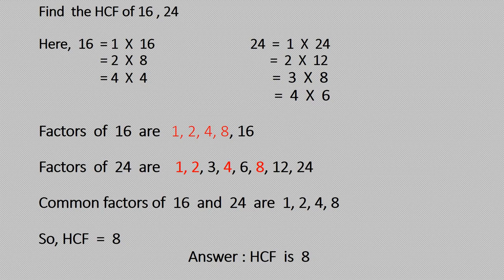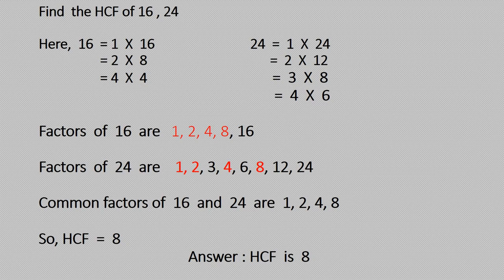Now 24. 1 multiplied by 24, both are factors of 24. 2 multiplied by 12, both are also factors of 24. 3 multiplied by 8 will make 24. That means these two are also factors of 24. 4 multiplied by 6, these two are also factors of 24. So how many factors are we getting from 16 and 24? Let's come.